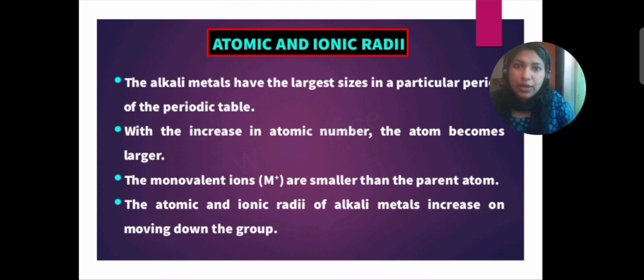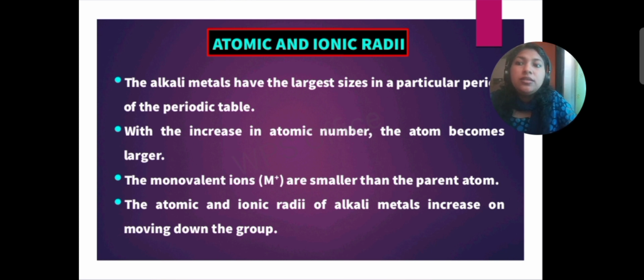The monovalent ions M plus are smaller than that of the parent atom. For example, sodium: because of the loss of one electron, the sodium atom is converted into Na plus ions. Na plus has only 10 electrons, whereas Na has 11 electrons. So Na plus will be smaller than Na, because 10 electrons will be smaller than 11 electrons. So we can write that monovalent ions M plus are smaller than the parent atom M.